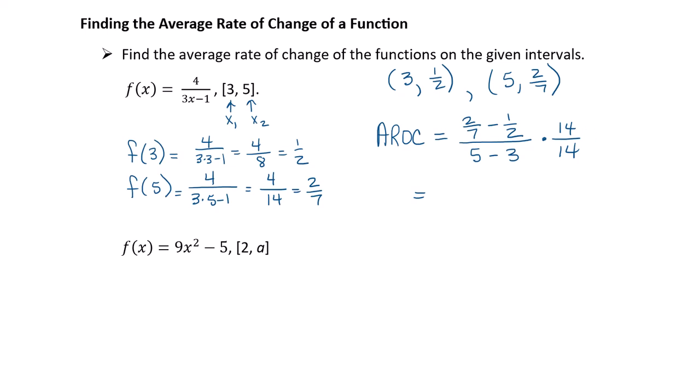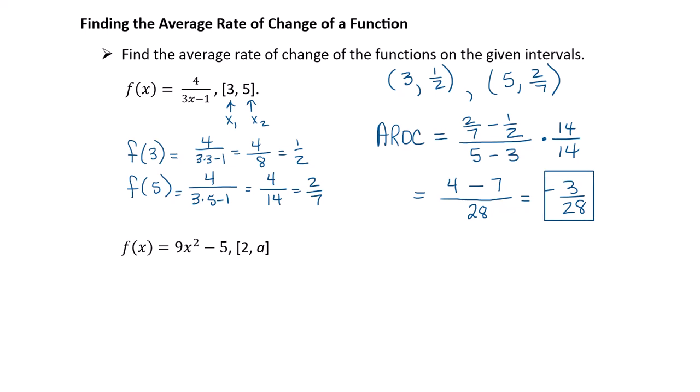2/7 times 14, well, 7 goes into 14 2 times. 2 times 2 is 4. Minus, 2 goes into 14 7 times. 7 times 1 is 7. Over, here I have 5 minus 3 is 2, and 2 times 14 is 28. This gives me a negative 3 over 28. And that's our average rate of change over that interval.